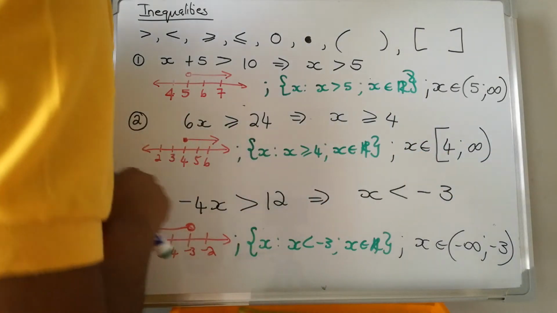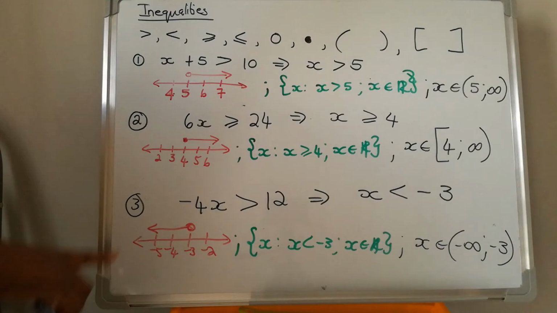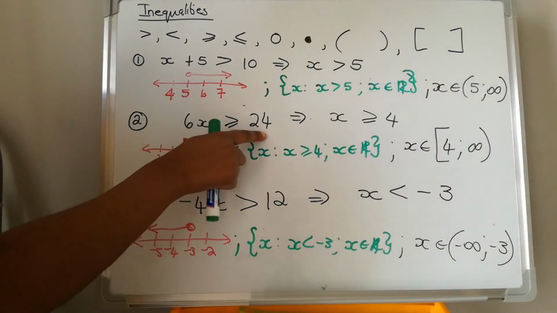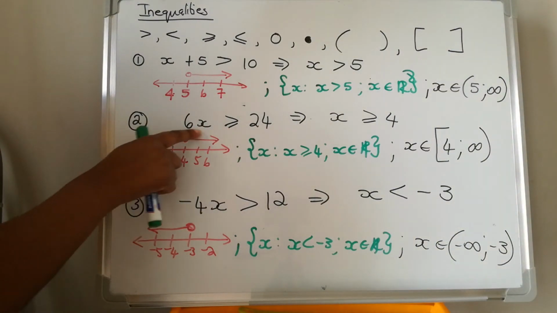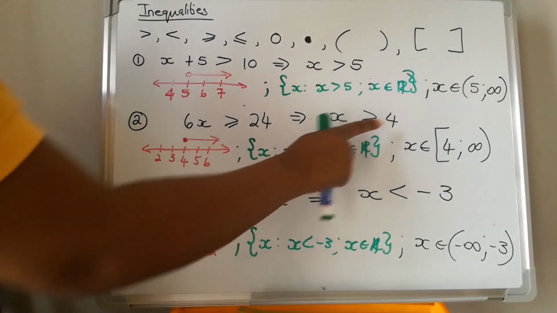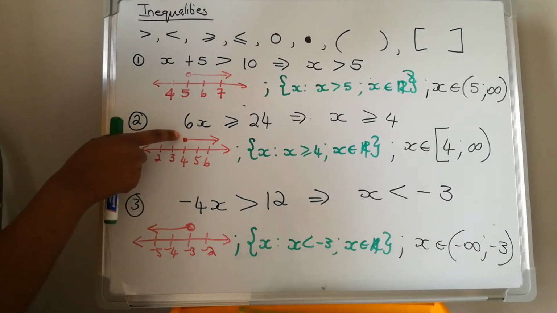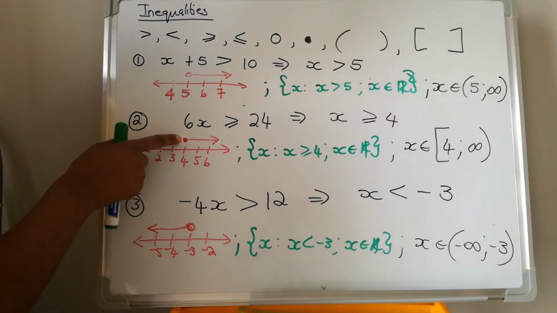All right. Now, if we move on to example number 2, we have 6x is greater than or equals to 24. Again, we solve for x. We have x is greater than or equals to 4. How do you represent that on a number line? You draw your number line and you put on a closed circle above the number 4 because x is equals to 4 and is also then greater than 4.